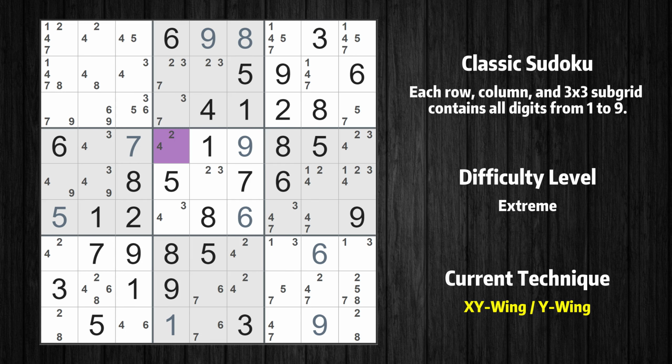There is a XY-Wing with the pivot cell row 4 column 4. This cell has 2 candidates, 2 and 4. One of these values has to be the correct one, but we don't know which one it is. If the actual value is 2, then the same value cannot also be in row 5 column 5. Thus the only possible value of row 5 column 5 is 3.